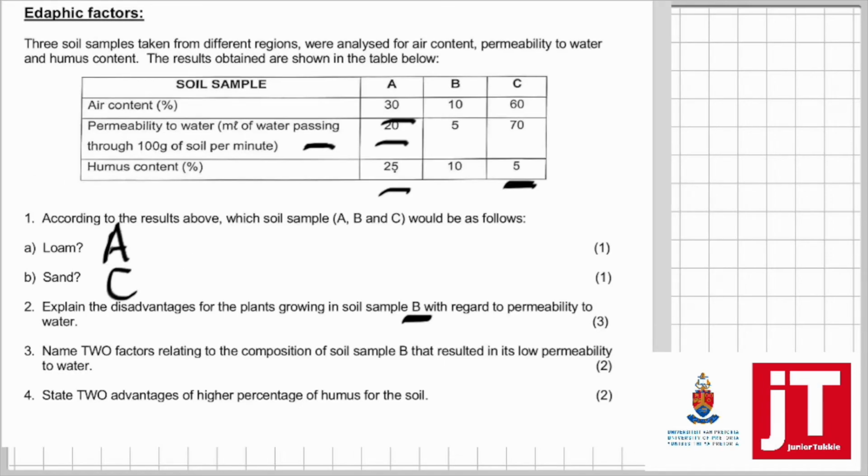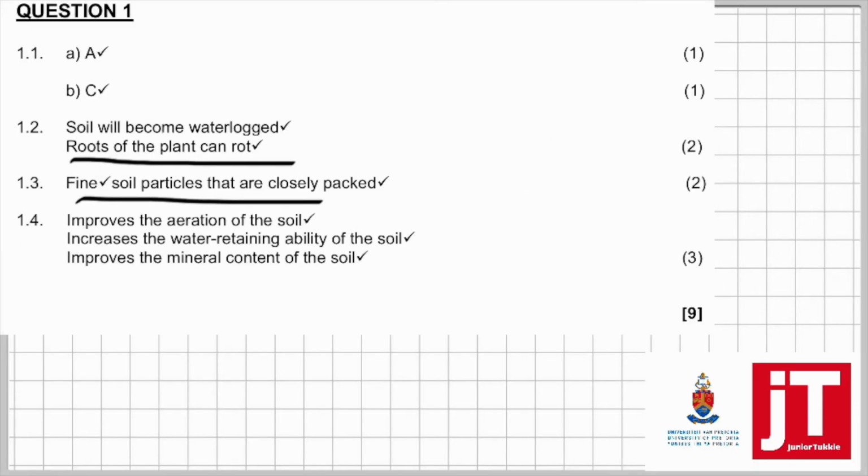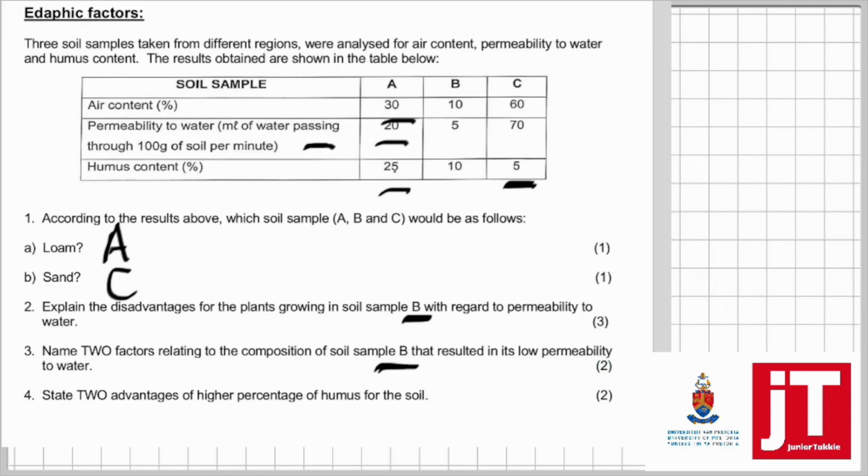Right, let's go to question 3. Name 2 factors relating to the composition of soil B that resulted in low permeability to water. Now, we just mentioned that. Obviously, the particles may have been too closely packed, or the particles are too fine or too small, as you can see here.